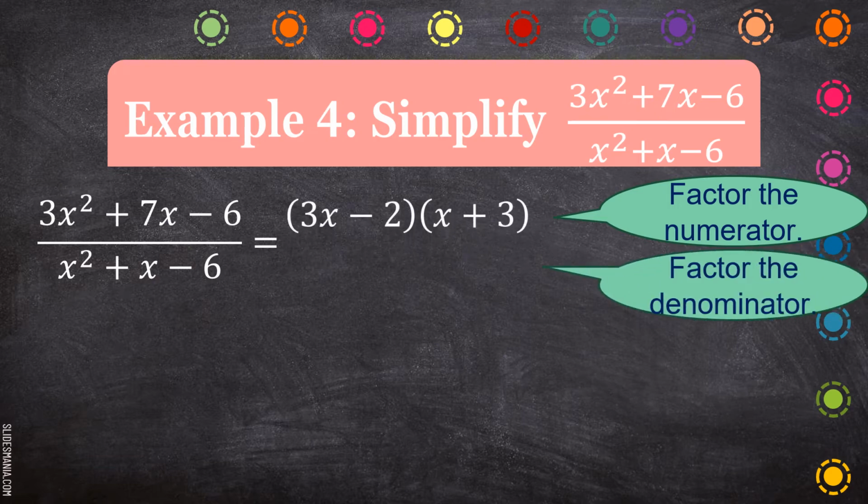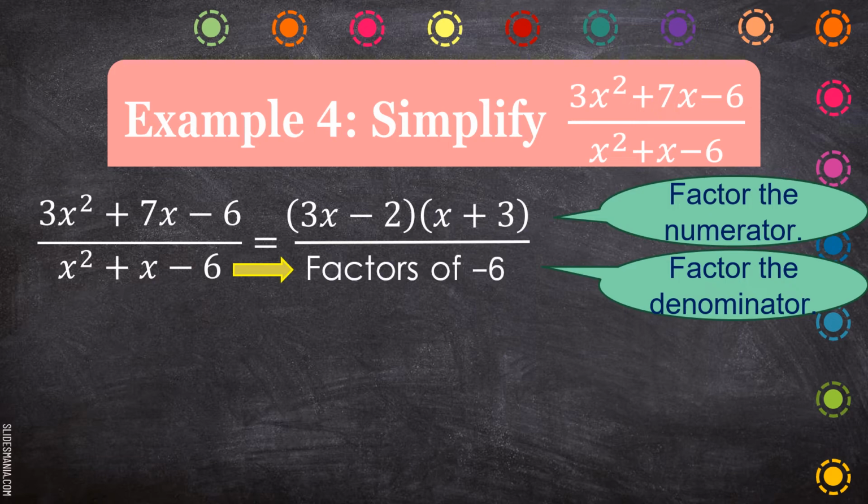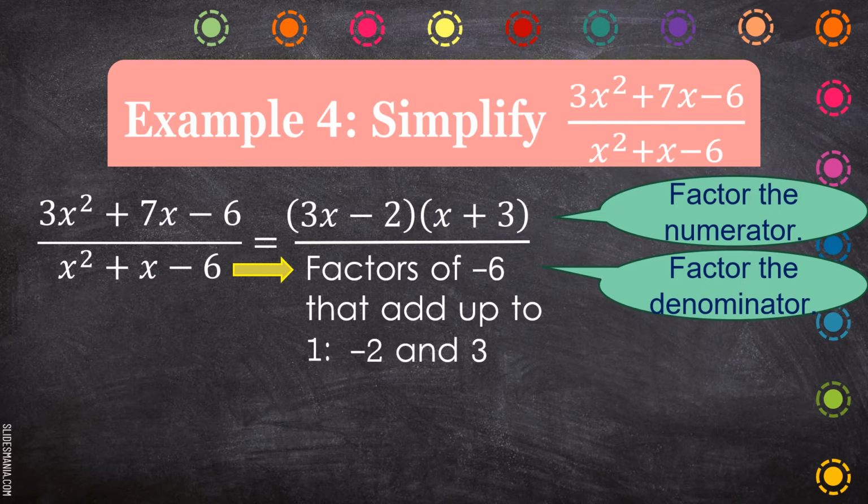Now, let's factor the denominator. So, to factor x squared plus x minus 6, we have to find factors of c, which is negative 6, that add up to b, which is 1. So, we have negative 2 and 3. Since negative 2 times 3 is negative 6, negative 2 plus 3 is positive 1. So, we can then factor x squared plus x minus 6 as x minus 2 times the quantity x plus 3.